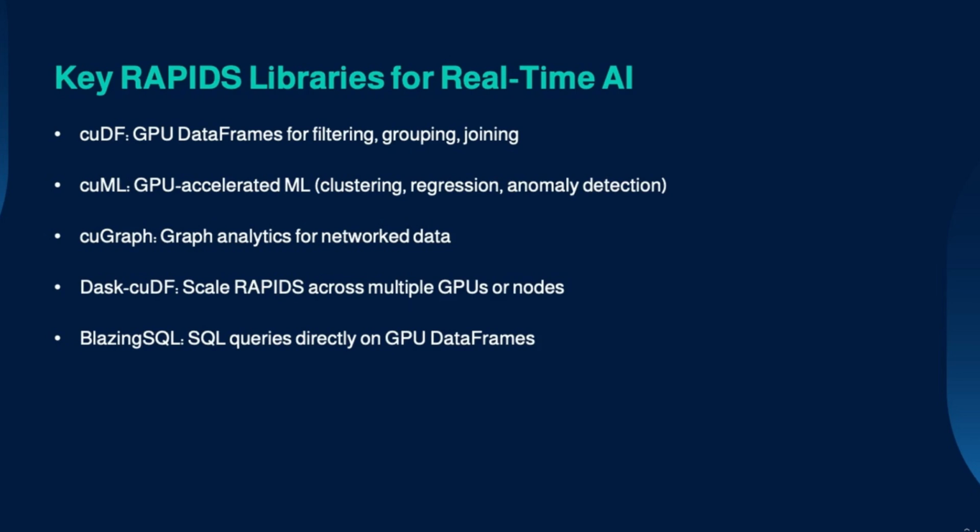The cuDF library is the heart of RAPIDS. It's like Pandas, but on the GPU, and perfect for manipulating DeepStream metadata. cuML gives you GPU-powered machine learning, great for real-time clustering, regression, or anomaly detection. cuGraph handles graph problems, like tracking relationships between objects or detecting communities in a network. For scaling across multiple GPUs or nodes, Dask cuDF distributes the workload, and BlazingSQL lets you run SQL queries directly on GPU data frames without moving the data to the CPU.